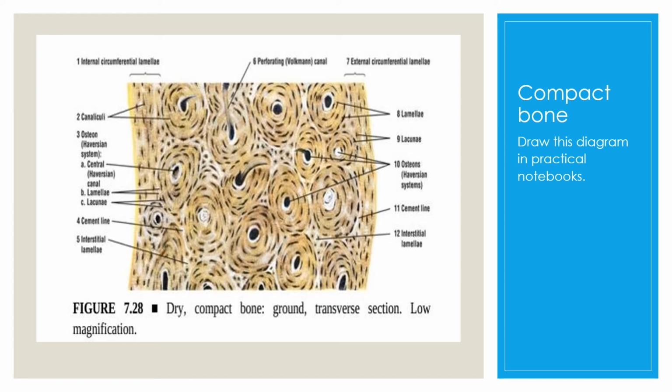This is a transverse section of the compact bone taken at low magnification. You can see all the 3 basic identification points. These are the Haversian canals, the Volkmann's canals, and the lamellae. You need to draw all these 3 basic identification points very clearly from this picture in your practical notebooks for the compact bone.